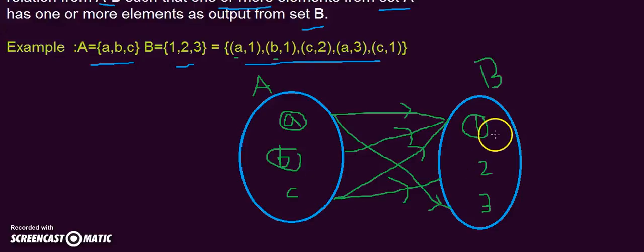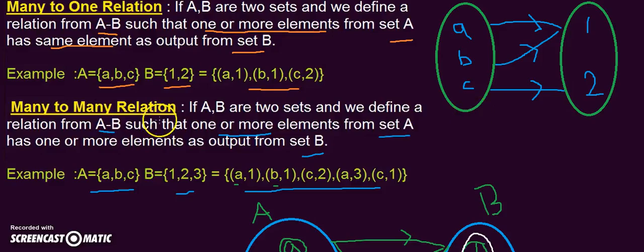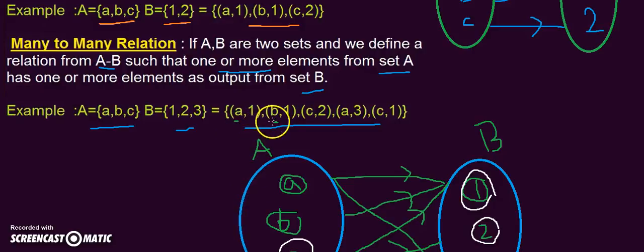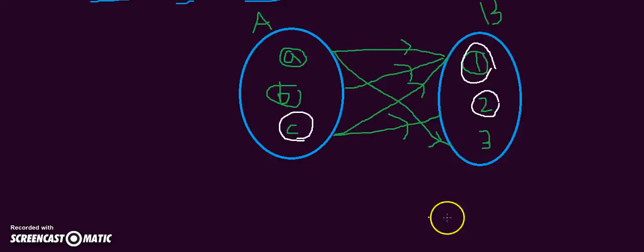So if you observe number 2 and number 1, both are associated with the element C. Right? So which is a many-to-many relation. So you have many inputs and you even have many outputs associated with a single input. This is known as many-to-many relation.